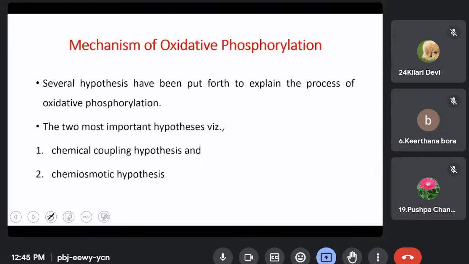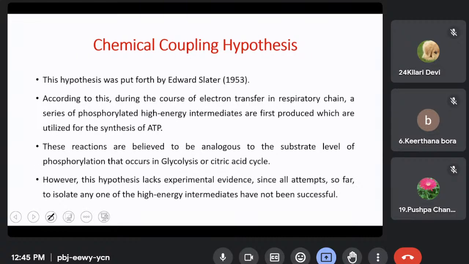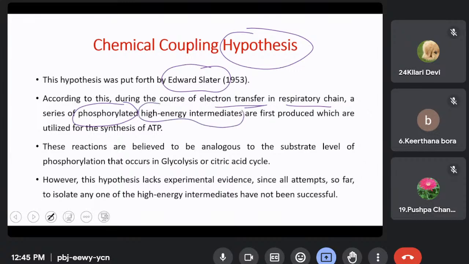One is the chemical coupling hypothesis, the other is called the chemiosmotic hypothesis. The chemical coupling hypothesis was put forward by a scientist called Edward Slater. It is still a hypothesis, not actually a theory, which means it is not experimentally proved. What did Edward Slater say? According to him, during electron transfer in the respiratory chain, a series of phosphorylated high energy intermediates, that means substances to which phosphate is added, are first produced, which are utilized for the synthesis of ATP. But it lacks experimental evidence because no scientist has been able to isolate any of the high energy intermediates hypothesized by Edward Slater. That is the reason why this theory is said to be not in vogue.